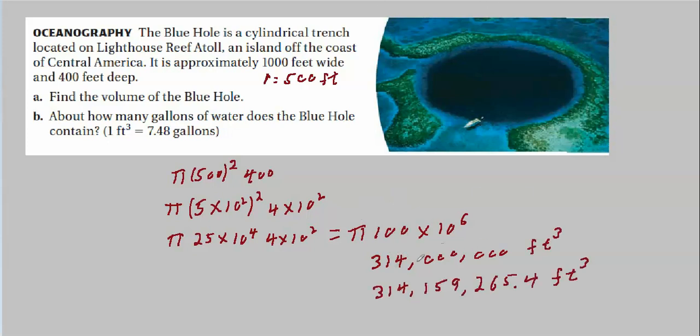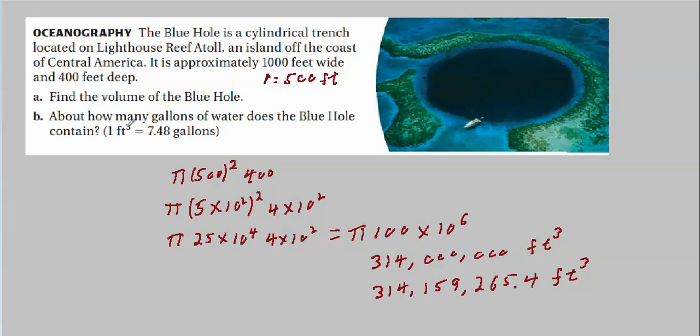So here's what happens when you use 3.14 for pi. And here's what happens if you actually use the pi button on your calculator. About 150,000 off. Whether that's important or not, who knows? I mean, 150,000 does seem like a lot. On the other hand, when you compare it to 314 million, not that much, is it?